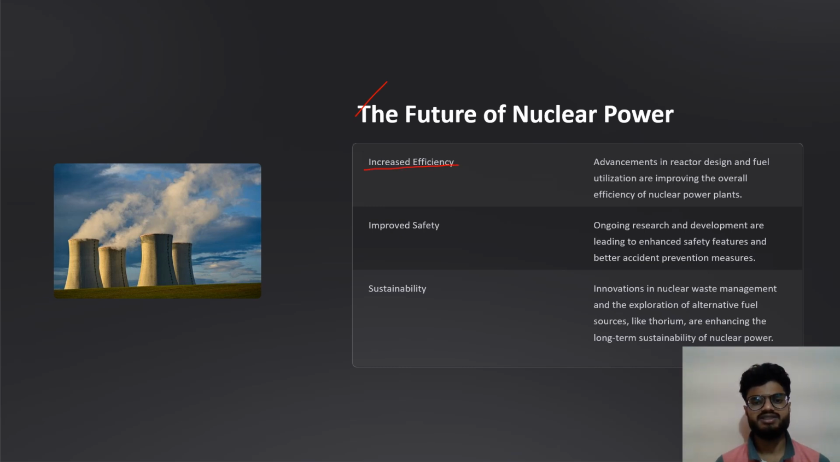There will be an increase in efficiency after setting up these nuclear power plants, because as we all know, advanced reactor design and fuel utilization are improving, so overall efficiency is going to improve. And then improved safety. These nuclear power plants, as we all know, require very high security, and in case of emergency we have to keep some combat readiness. So yes, safety is very much improved. And then sustainability. Innovation in nuclear waste management and exploration of alternative fuel resources like thorium are enhancing the long-term sustainability of nuclear power.